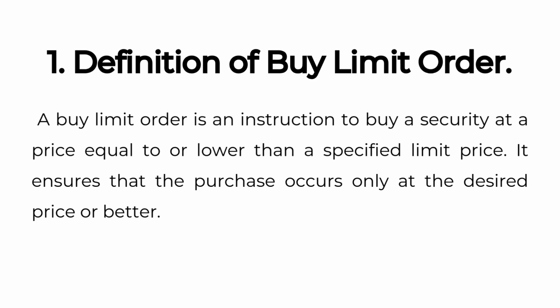Definition of buy limit order. A buy limit order is an instruction to buy a security at a price equal to or lower than a specified limit price. It ensures that the purchase occurs only at the desired price or better.